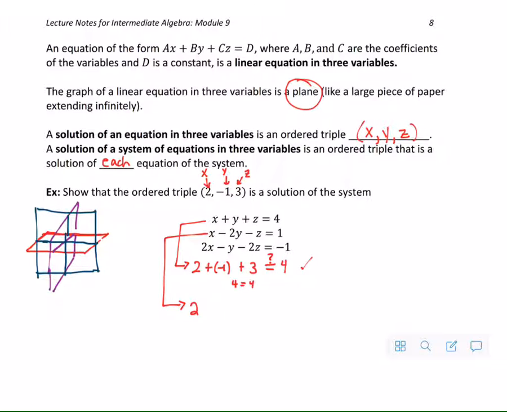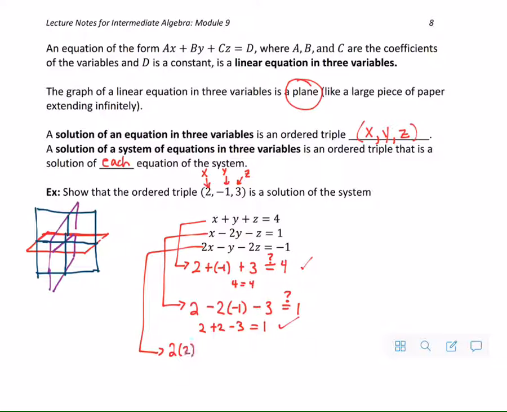X is 2, minus 2 times negative 1, minus z, which is 3. Is that equal to 1? So that's 2 plus 2 minus 3. That equals 1, so yes, that works. Right? Because 4 minus 3 is 1. So let's do the last one.